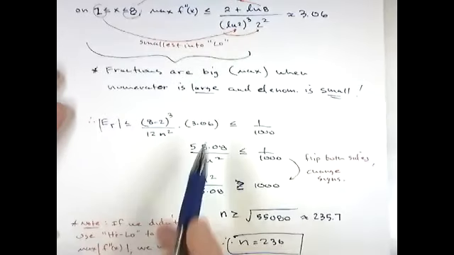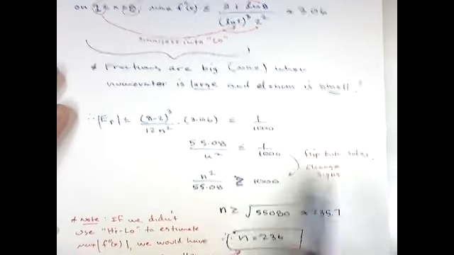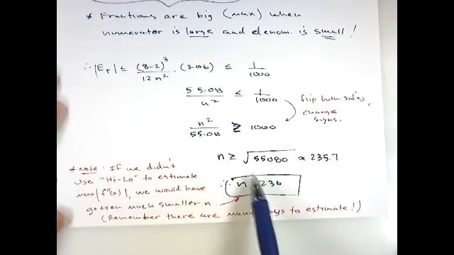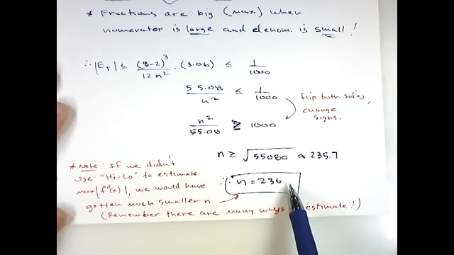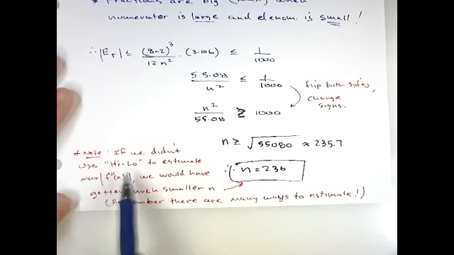And if I plug that in, set it less than or equal to 1 over 1,000, do the math, we get n is greater than about 235.7. This was trapezoid rule, so it doesn't have to be even, but we do need to round that up to 236. And just a note here, this high-low technique is an estimate technique, right?